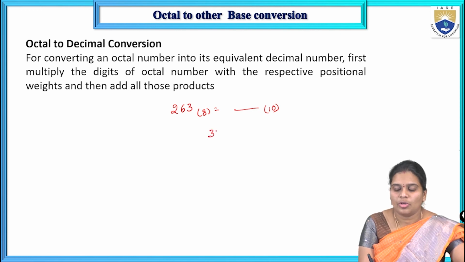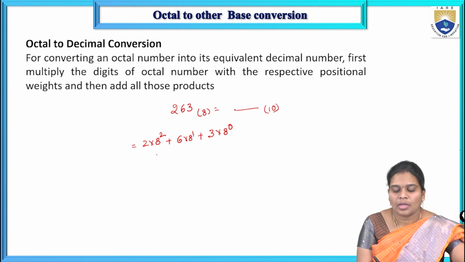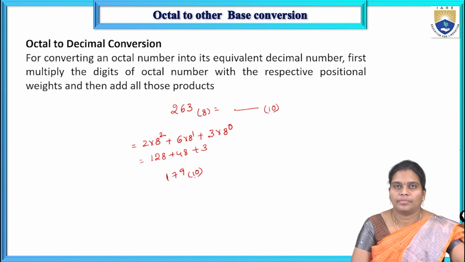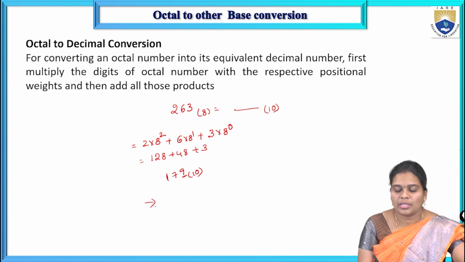So 3 into 8 power 0 plus 6 into 8 power 1 plus 2 into 8 power 2, that is 64 into 2, 128, plus 48, plus 3, gives 179 base 10. Okay, so here the maximum digit is 9. In this next example, 263.1 base 8.